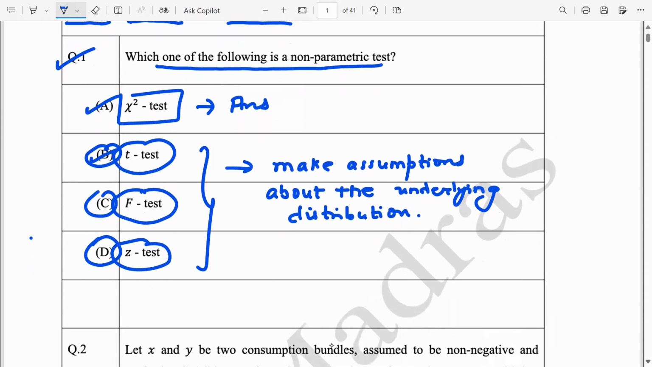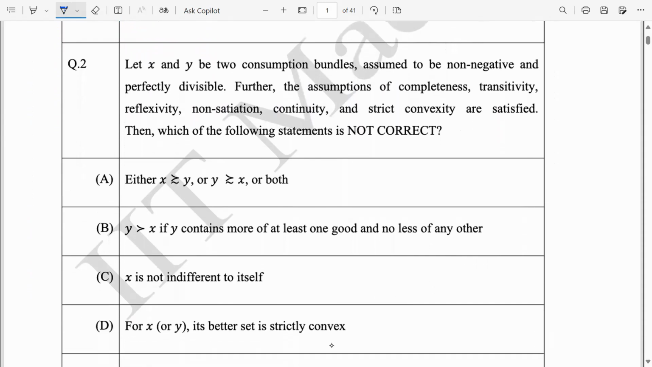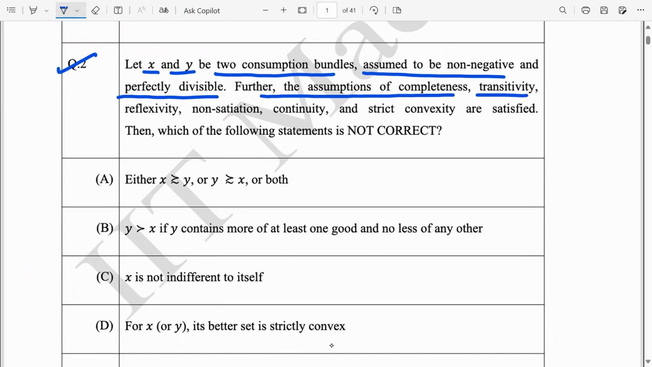So if I move forward now to question number 2, let's read question number 2. Let X and Y be two consumption bundles assumed to be non-negative. That means X and Y both are greater than or equal to 0, and they are perfectly divisible. Further, the assumptions of completeness, transitivity, reflexivity, non-satiation, continuity, and strict convexity are satisfied.